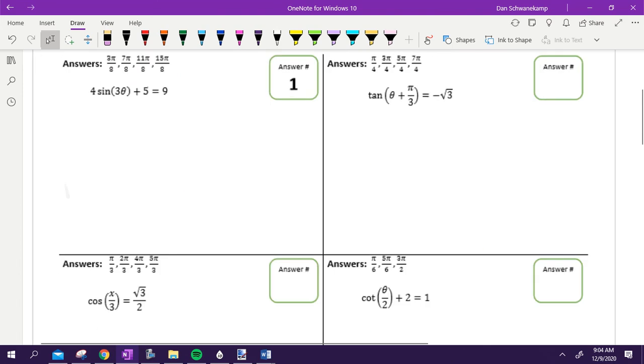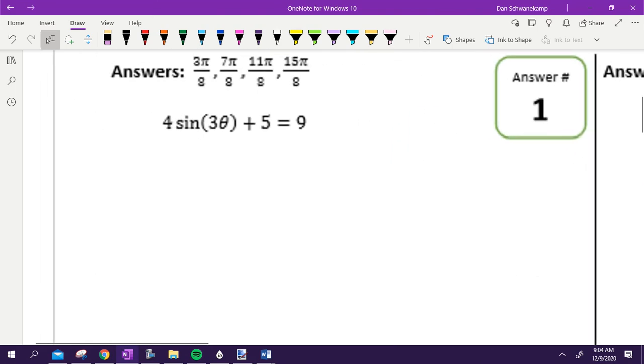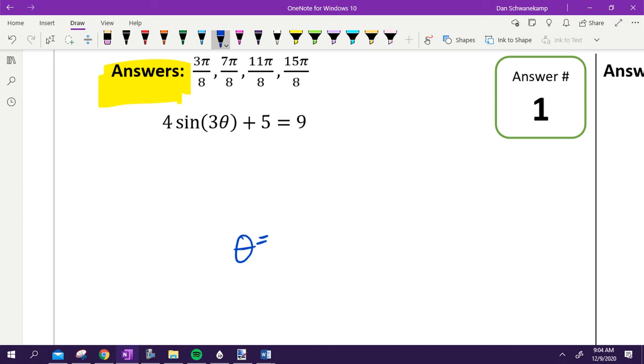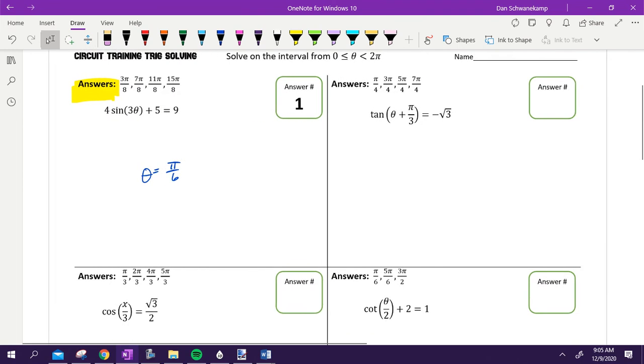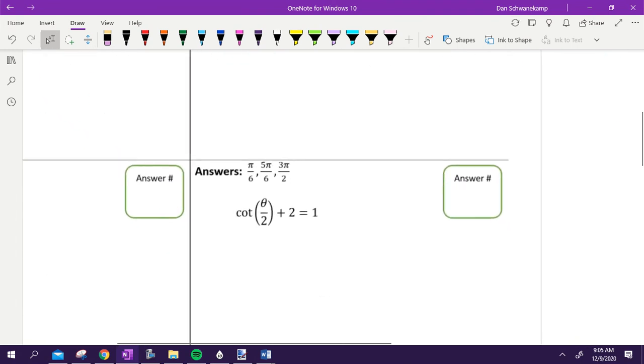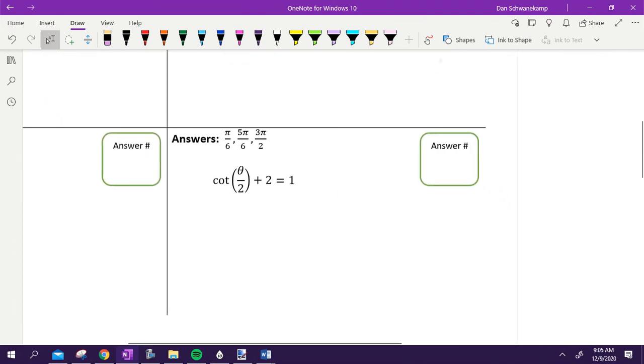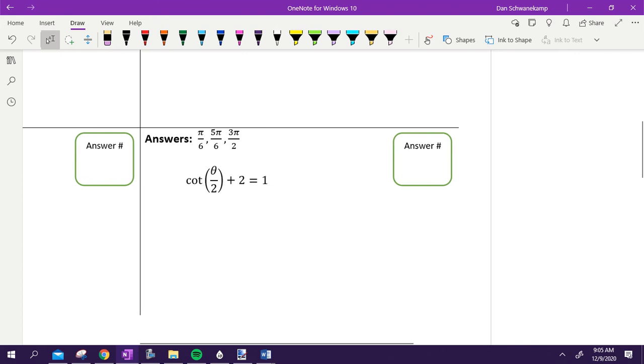So you have a problem here on your paper. Number 1, 4 sine 3 theta plus 5 is equal to 9. Don't worry about the answers right now. You just do the problem. So we solve this problem, and we get an answer. Let's say we got theta is equal to, like, pi over 6. And don't write this down, but you get an answer and you look for it. You find where you got that answer. Oh, there's one with pi over 6. I just made it up. But here's the answer. This is the answer to question number 1.